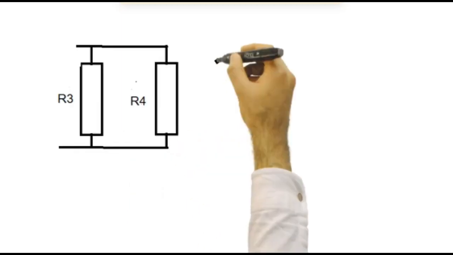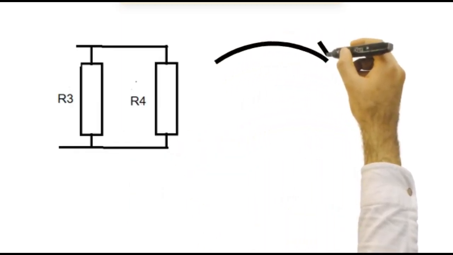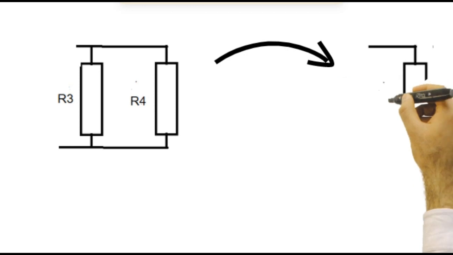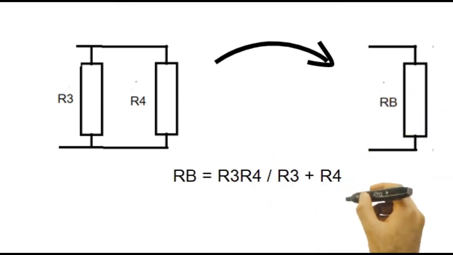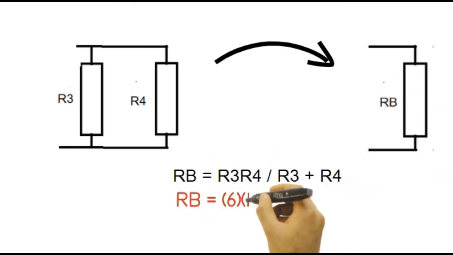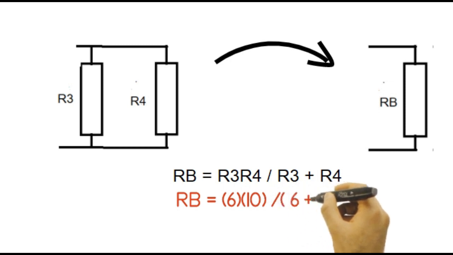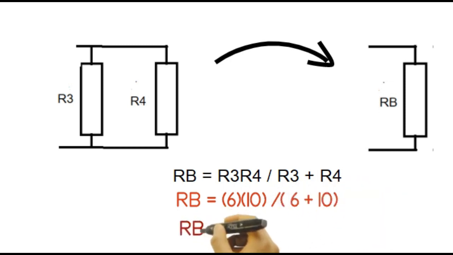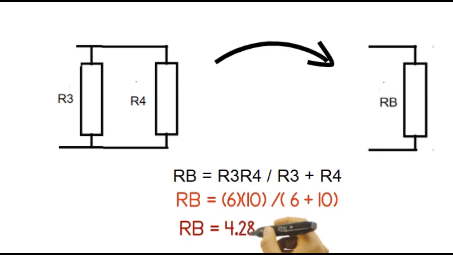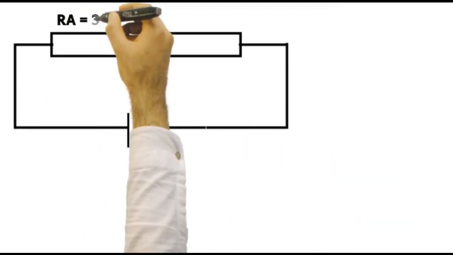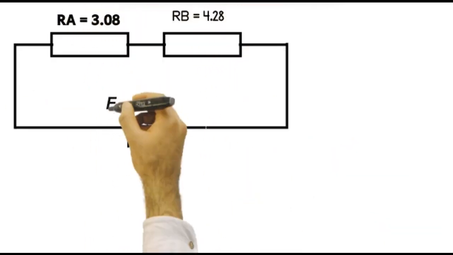Next, we get the equivalent resistance of R3 and R4 in parallel, which is RB. Then, RB is R3 times R4 over R3 plus R4. RB is 10 times 6 over 10 plus 6. And RB is 4.28 ohms. RA equals 3.08 and RB equals 4.28.